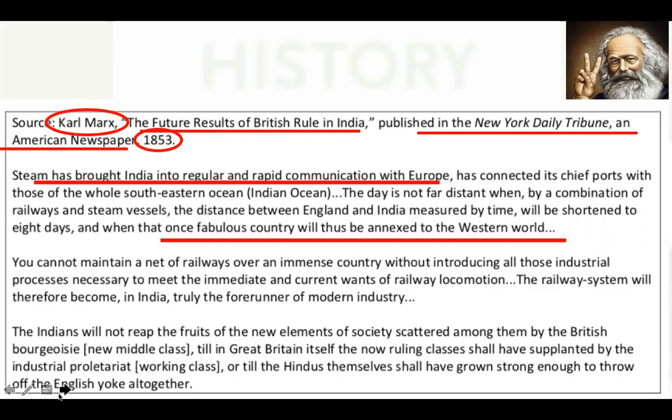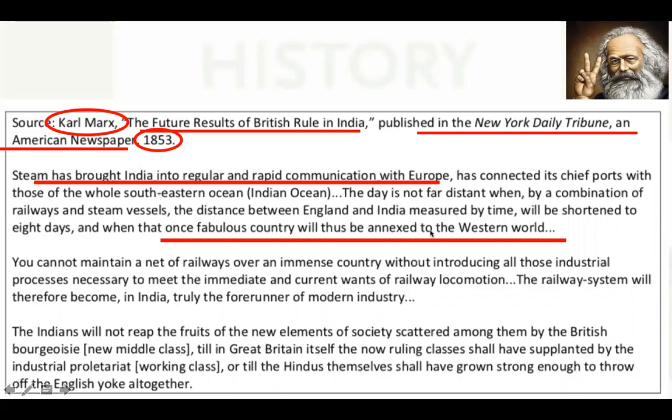Okay, so the first paragraph has in it some important things to note. One, that steam is being introduced into India and it's bringing it into more rapid communication with Europe. Okay, and it's turning India, which was once a fabulous country, into a sort of offshoot of the Western world.